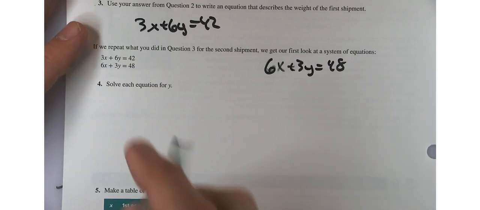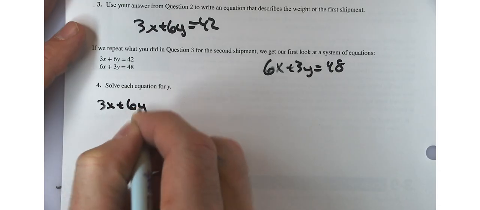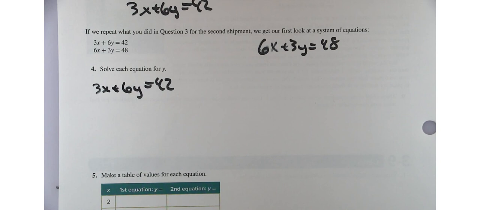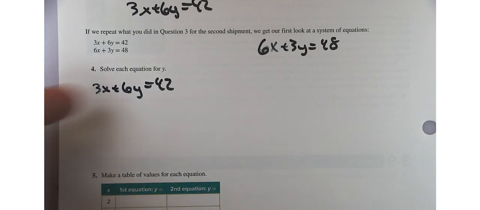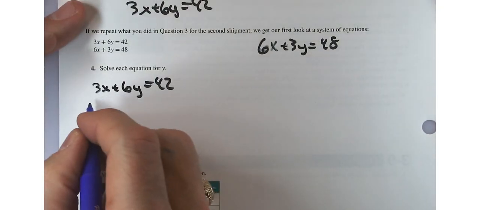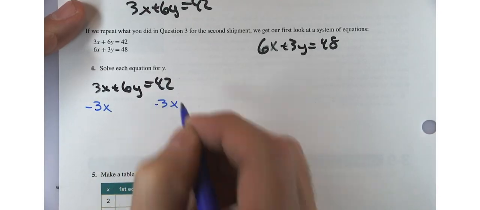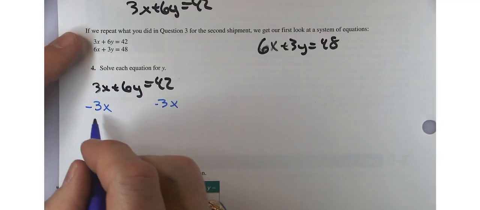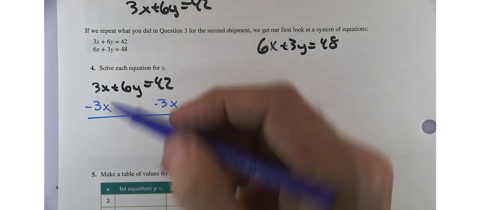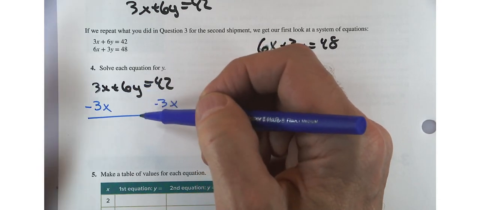So it says to solve each equation for y. Let's take a look at that. 3x plus 6y equals 42. If I want to get the y by itself, let me start by moving the 3x to the other side. What do I have to do to get rid of the 3x on the left-hand side? Subtract would probably be a better way to do it, but I appreciate the suggestion. Divide would kind of mess things up because I'd have 6y divided by 3x.